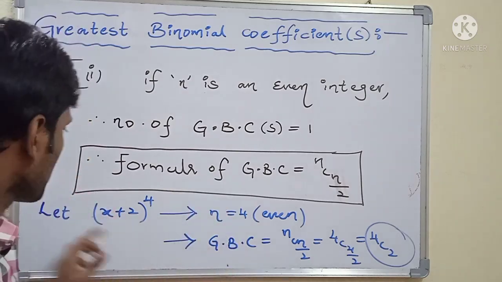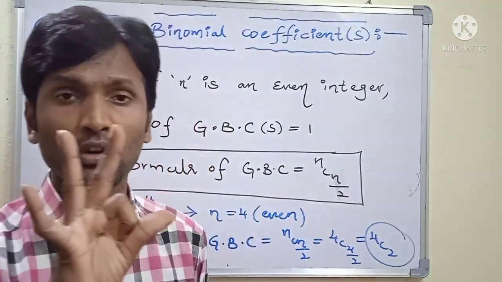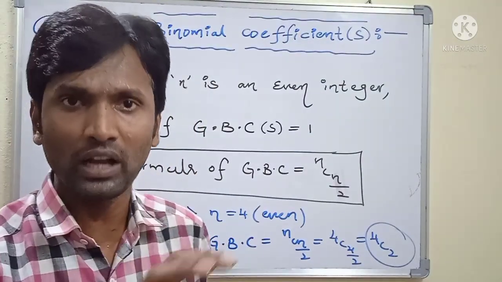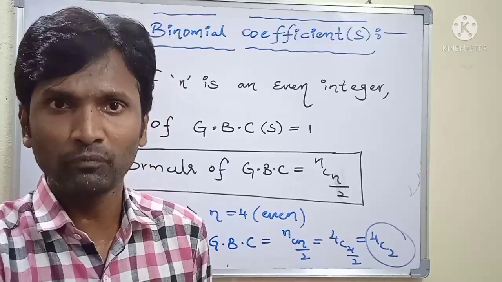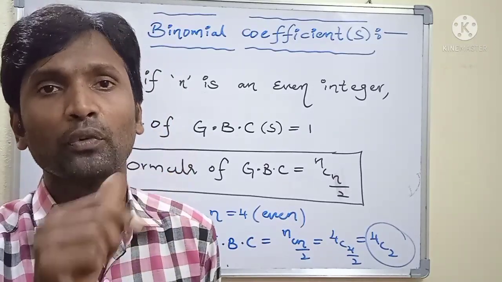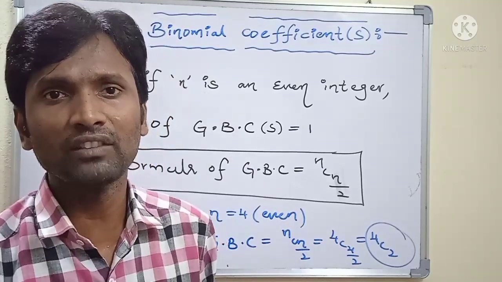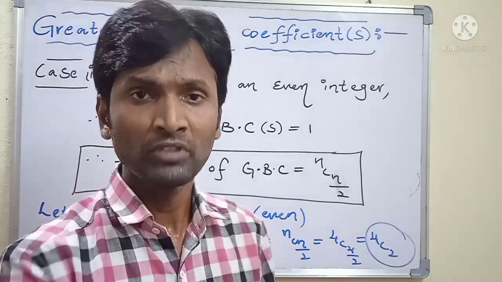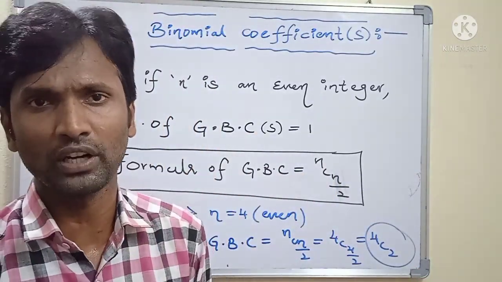So in the expansion of (x plus 2) whole power 4, 4C0, 4C1, 4C2, 4C3 and 4C4 are called the binomial coefficients. Out of these 5 binomial coefficients, the greatest binomial coefficient is 4C2, because it has the highest numerical value. What is the value of 4C2? It is 6. That is a general method to identify the greatest binomial coefficient.